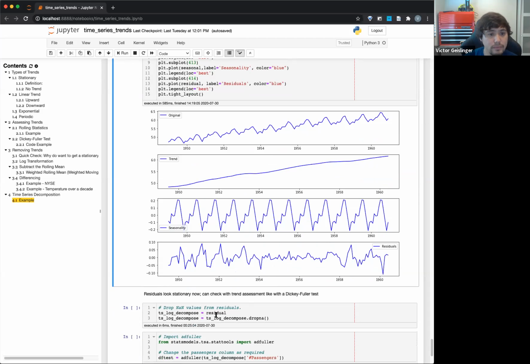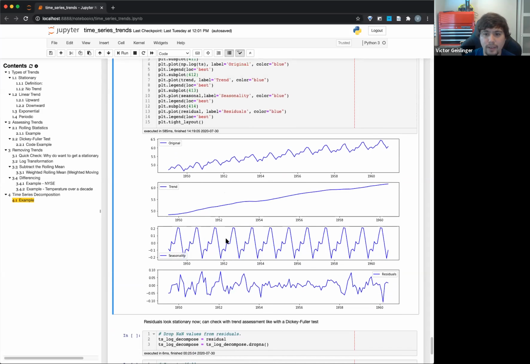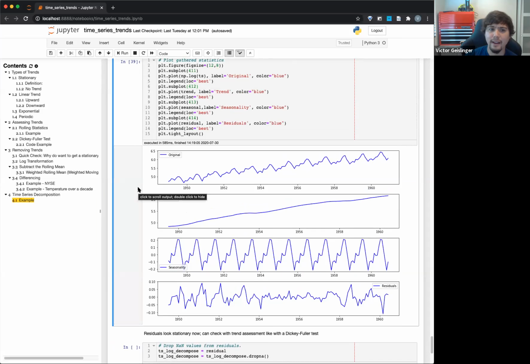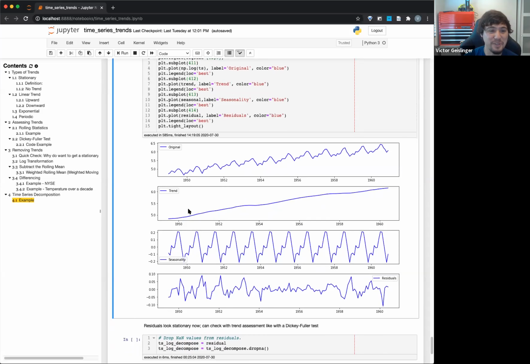Okay, cool. Make sense to everyone? Yeah, cool. How nice is this automatic decomposition, right? Don't do this yourself. Have tools do it for you.